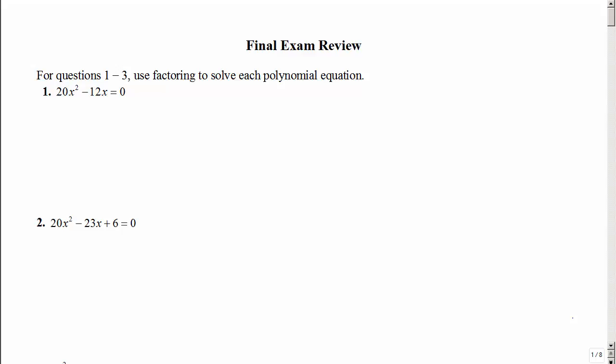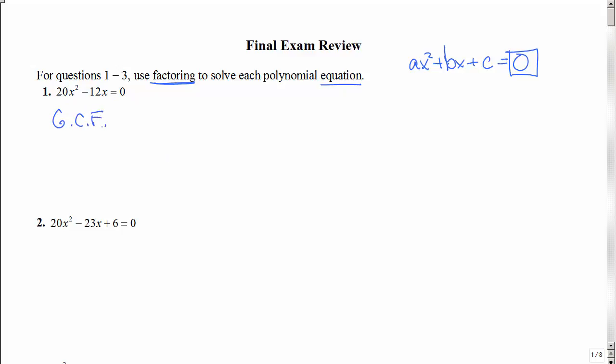These first few questions deal with factoring to solve an equation. So we have to review all of our factoring skills, but we also have to deal with the fact that it's an equation. So you want to put it in standard form, meaning you want to set it equal to 0. You might not have all three terms, but the important thing for this equation is that it must equal 0.